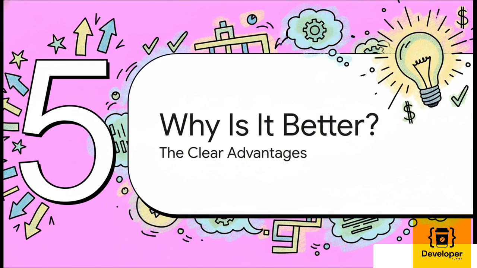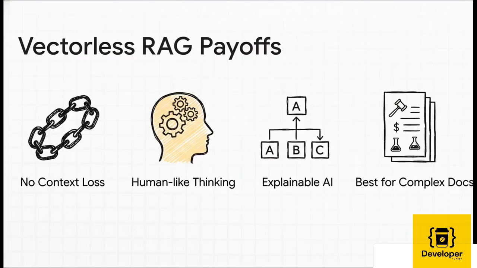So, let's bring it all home. Let's talk about the bottom line. What are the real, tangible advantages that this new method brings to the table? What's the payoff? The benefits here are huge. First, there's literally no context loss because you never rip the document apart. It actually engages in human-like thinking. It reasons. It doesn't just match. It's also way more explainable. You can see exactly which chapter the AI went to and why. And all of this makes it absolutely perfect for complex, structured documents. Things like legal contracts, dense financial reports, and scientific papers, where keeping that original structure isn't just nice, it's absolutely critical for getting the right answer.